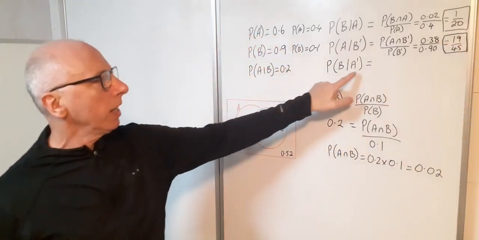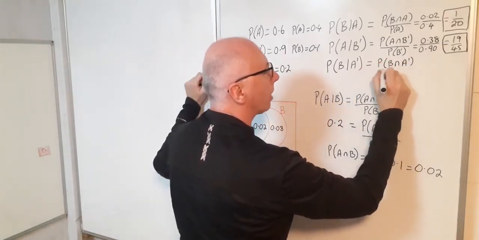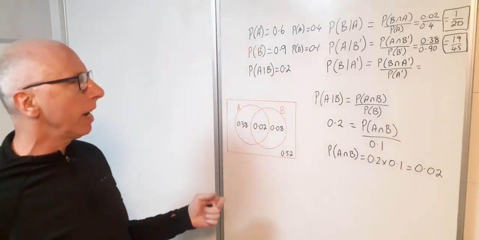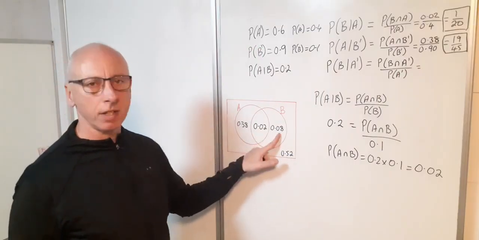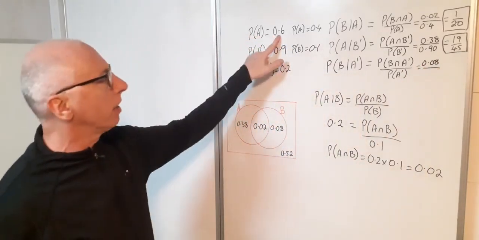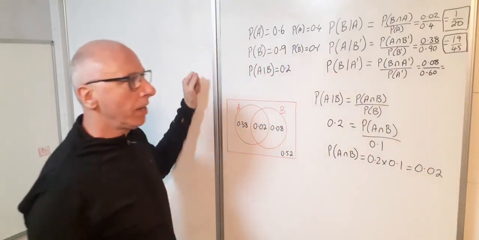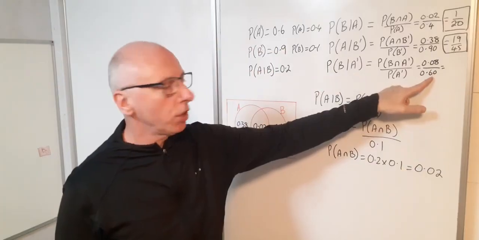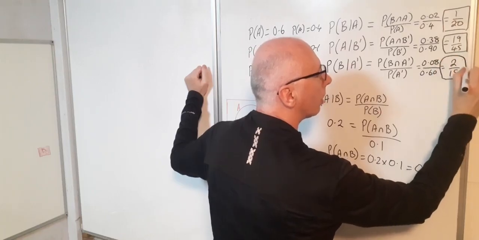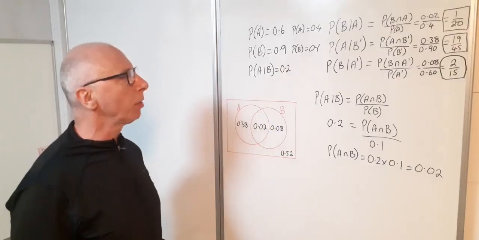And then last but not least, let's do this one. Probability of B intersection with not A over probability of not A. Well, we've got all of those, so we can go straight in with that. Probability of B and not in A, that's this one here, 0.08. Probability of not A is 0.6. Let's just write it as 0.60. So then I can divide through by 4, so I'll have 2 over 15. And so that will be all my calculations for my probabilities for this set of problems.